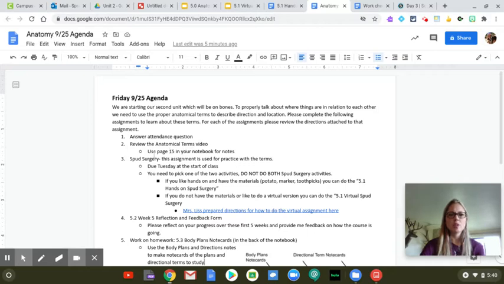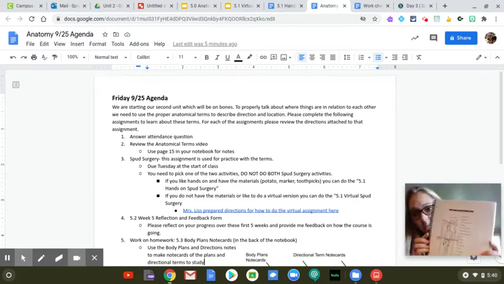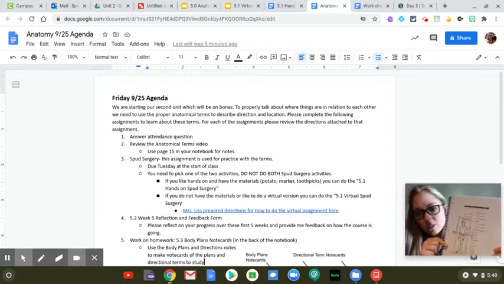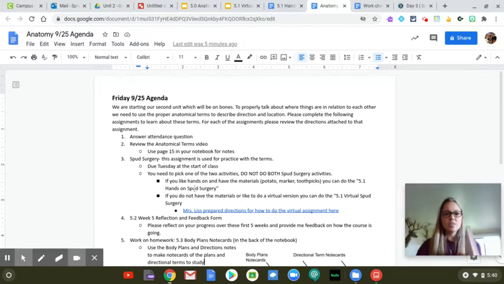Review the anatomical terms video. So page 15 in your guys' notebook looks like this. And so this is where you guys can take notes on all these different terms that you guys are going to see in that video. And then you guys are going to choose the type of activity that you would like to do for practice. So it's spud surgery no matter what, but there's two different ways that you can do it.